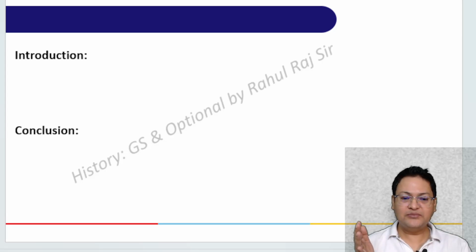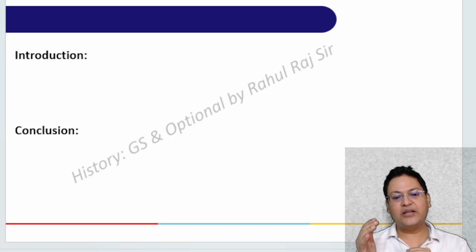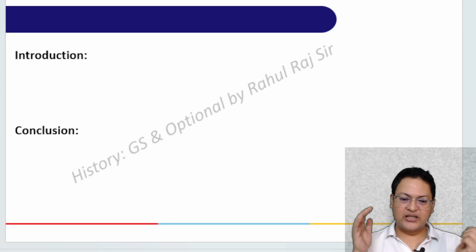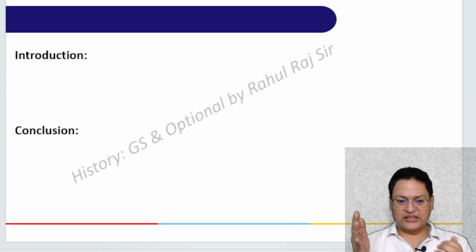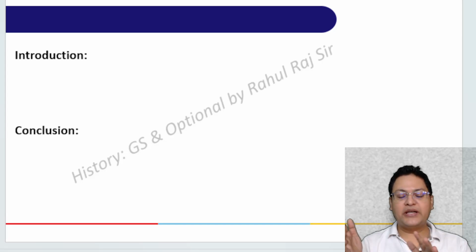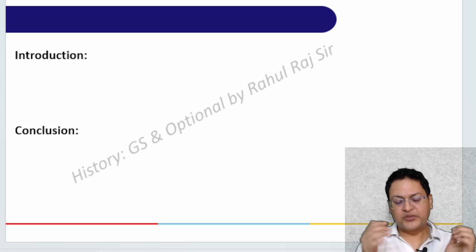Now conclusion. So in conclusion you can comfortably write that the Pallava period was a crucial period in the history and heritage of South India, okay. Or you can write that they made significant contribution, okay. Or you can write that the Pallava period was a landmark period in the history of art and culture of southern India, right. You can write in many ways.